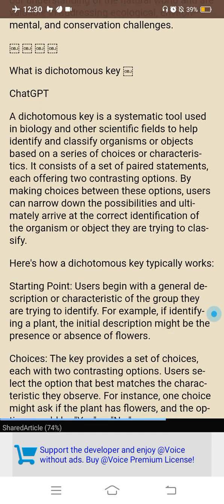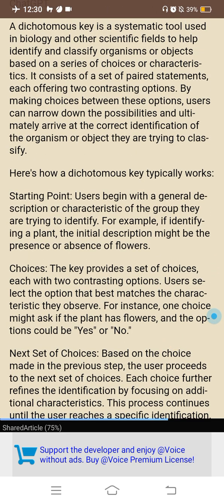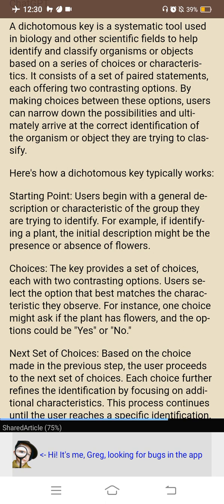What is a dichotomous key? A dichotomous key is a systematic tool used in biology and other scientific fields to help identify and classify organisms or objects based on a series of choices or characteristics. It consists of a set of paired statements, each offering two contrasting options. By making choices between these options, users can narrow down the possibilities and ultimately arrive at the correct identification of the organism or object they are trying to classify.